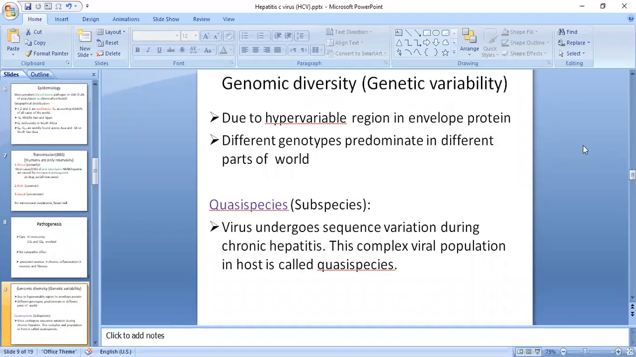You will be aware that for hepatitis B virus, the vaccine is available, while in the case of hepatitis C virus, there is no vaccine available. Why is this so? This is because of genomic diversity. Genetic variability is responsible for the unavailability of the vaccine.